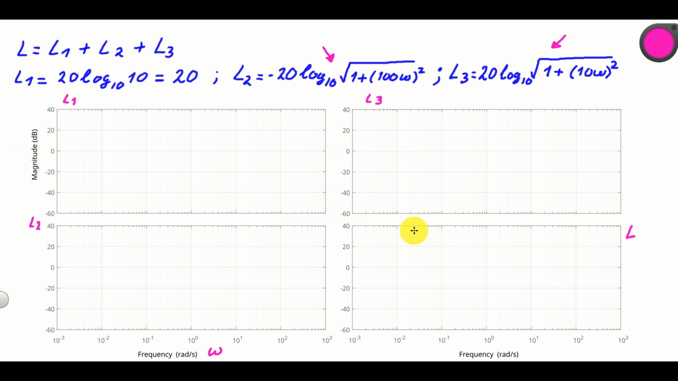Okay, so let's start with L1. L1 is actually a constant, and it's equal to 20, and it doesn't depend on the frequency. Consequently, here we will have a completely straight line, and this is our L1. Here I will write L1 is equal to 20 dB.